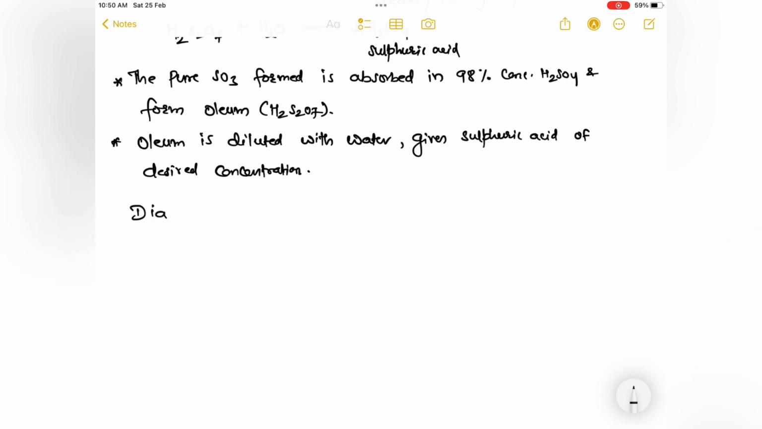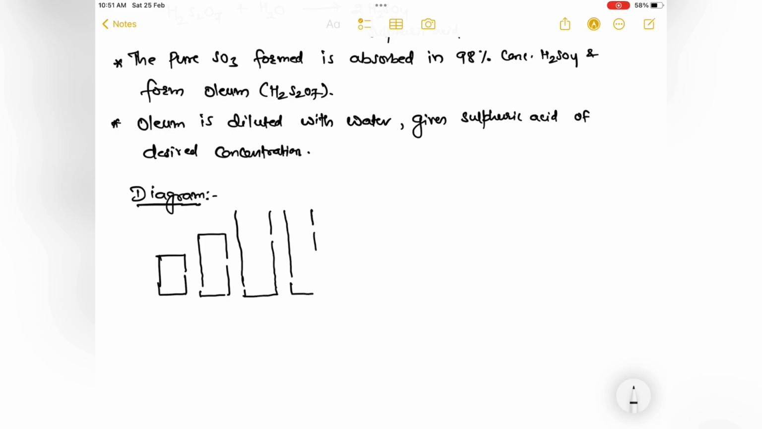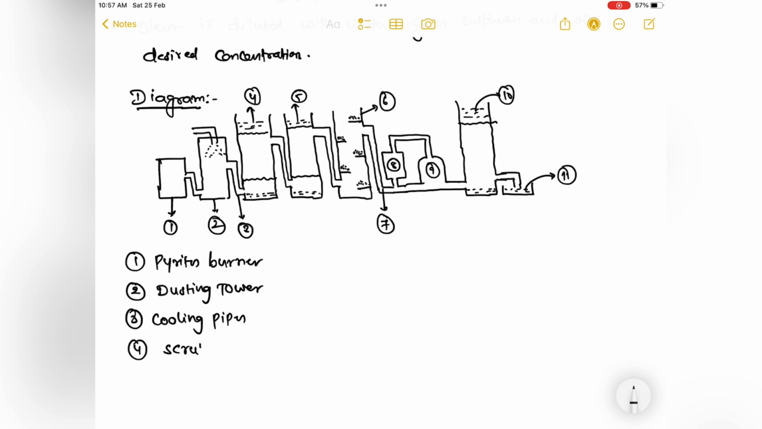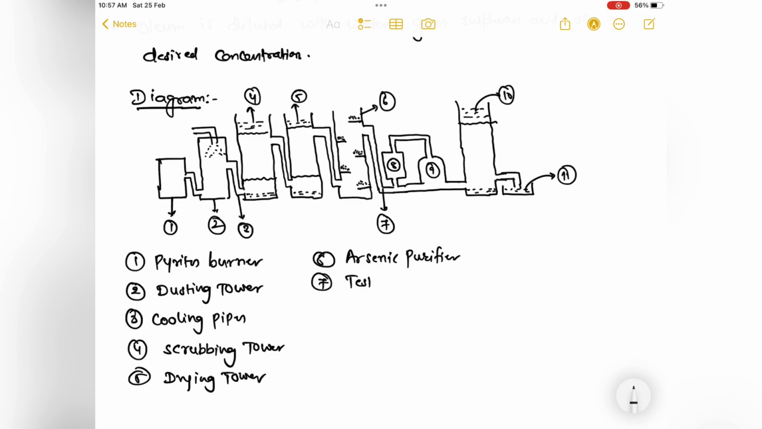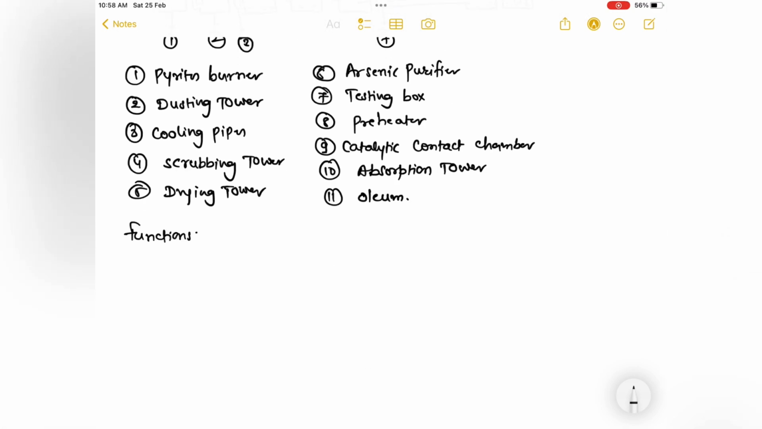Now the second part, we have to go with the explanation for the diagram. We have to draw this diagram. So this is the way we have to draw the diagram, and we have to label it. First one is iron burner or pyrite burner, second dusting tower, third cooling pipe, fourth scrubbing tower, fifth one is drying tower, sixth one arsenic purifier, seventh one is testing box, eighth one is preheater, ninth one is catalytic contact chamber, and 10th one absorption tower. Last one, 11th one is oleum.